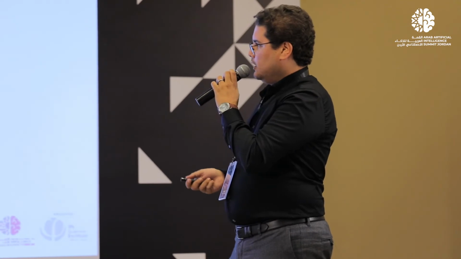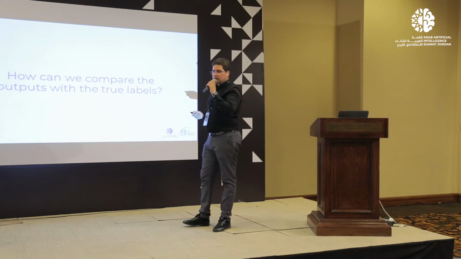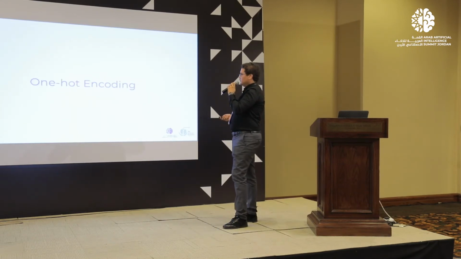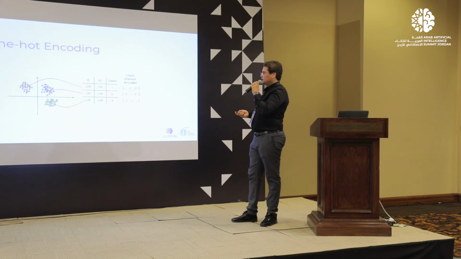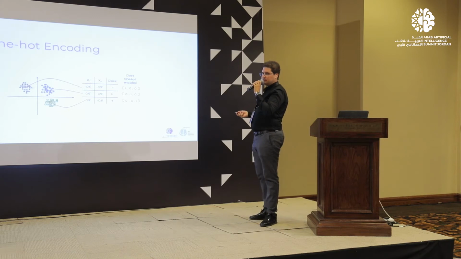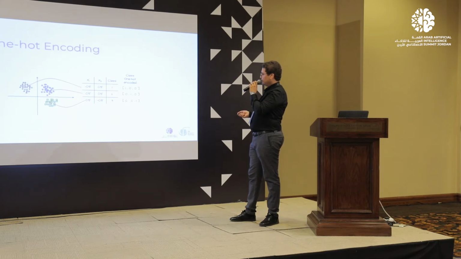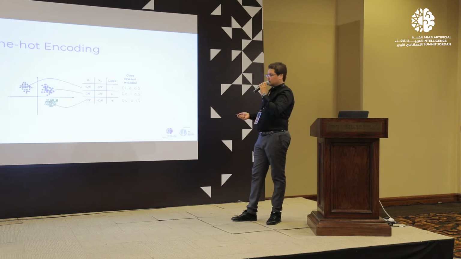So always in a classification problem, we use the softmax function. And after that, how could we compare the output of the network with the true labels that we have? For that, we use one-hot encoding. For example, if we have class 1 as the true label, we create a vector whose length is the number of classes. Here we have a vector of 3. For the first class, we assign 1 to the first element of the vector and 0 to the others. For the second class, we assign 1 to the second element of the vector, and so on.